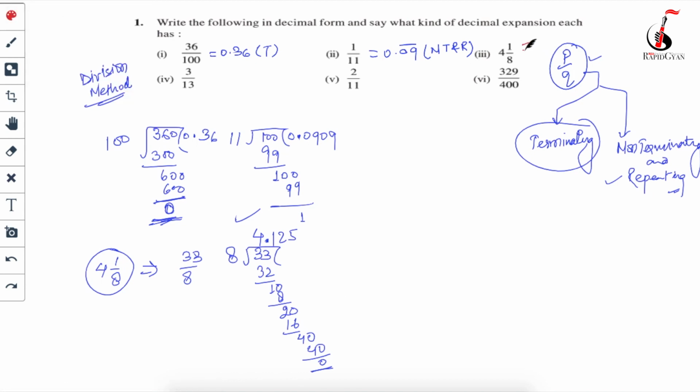So since it's completely divisible, what will be my answer? My answer will be 4.125. That's my answer. And what kind of decimal expression? This is a terminating decimal expression.